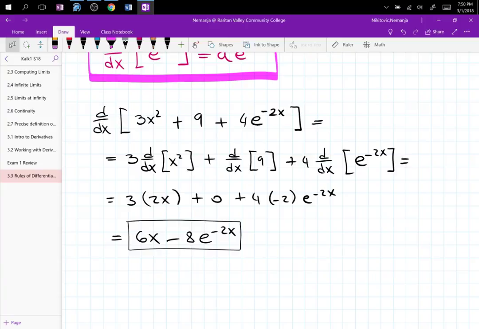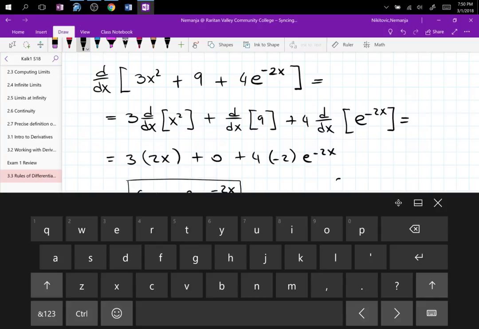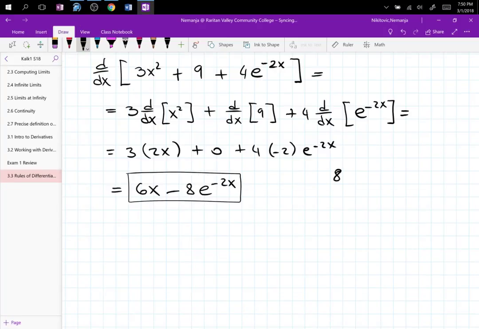Why is the derivative of 9 0? 9 is a constant, right? So it's just 0 change. Very good. The derivative is 0 because there's no change in 9, which is a constant. Good. All right. You can also write this as 8 over e to the 2x.